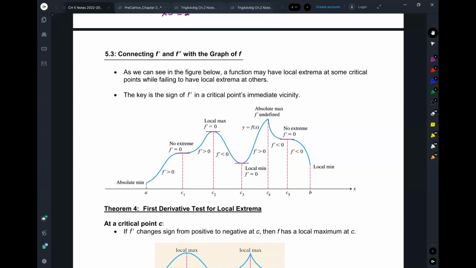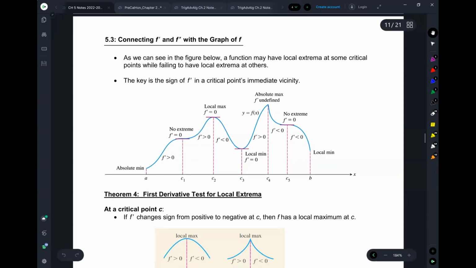Right, so we're going to talk a little bit more about maxima and minima, just extrema. So take a look at this graph over here. You see how we've got places where we have maxima and minima, right?